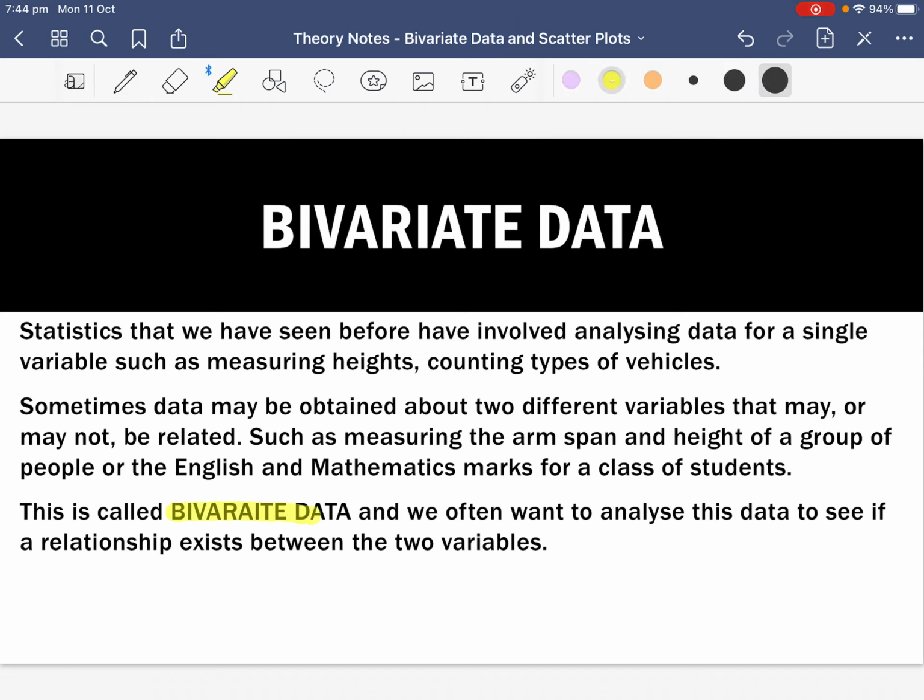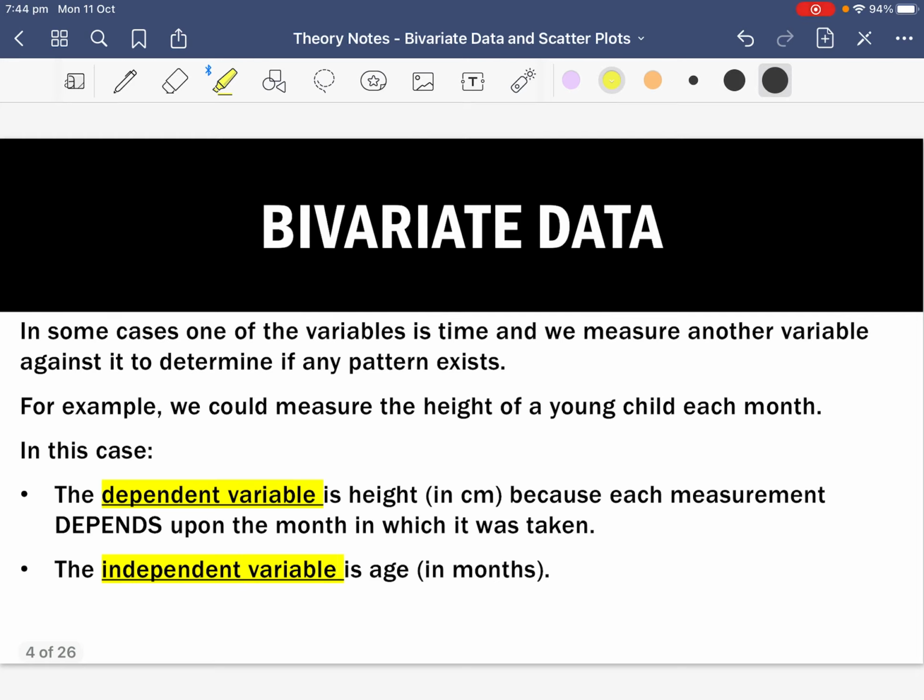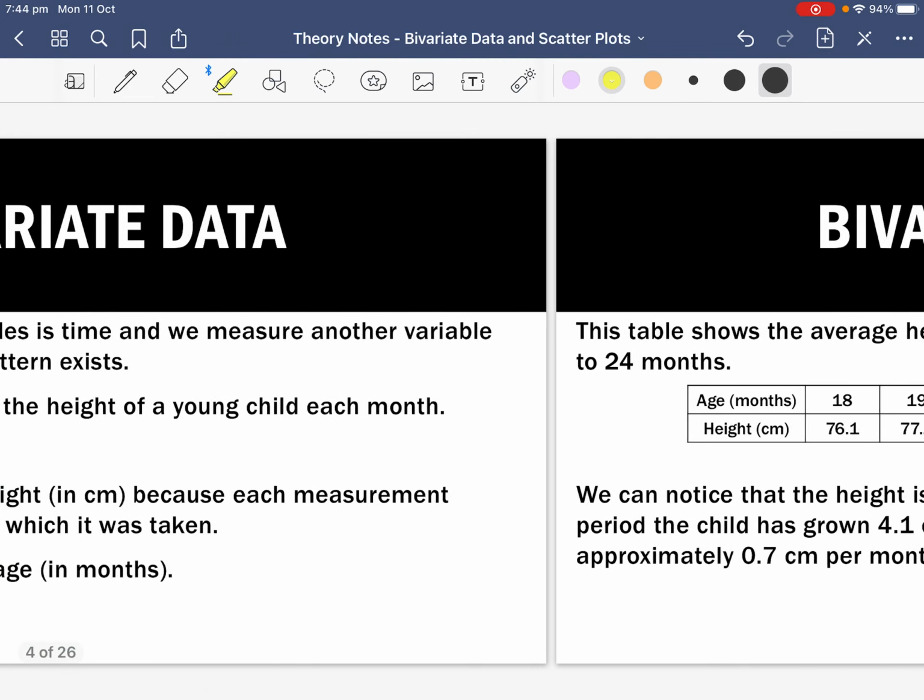And we often want to analyse this data to see if there is a relationship that exists between the two variables. So in some cases, one of the variables is time, and we measure another variable against it to determine if any pattern exists. For example, we could measure the height of a young child each month. In this case, the dependent variable is height in centimetres because each measurement depends upon the month in which it was taken, and the independent variable is the age in months.